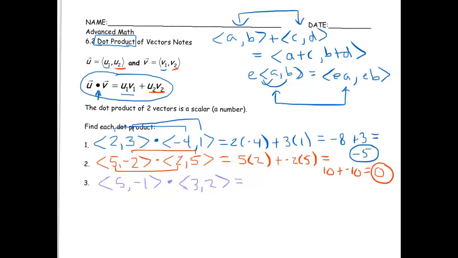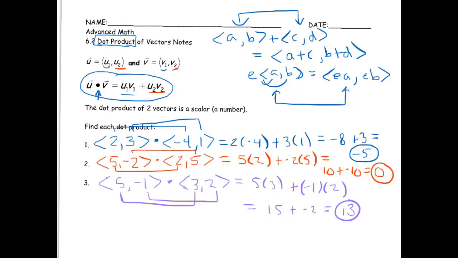Alright, welcome back. You should have gotten 5 times 3 plus -1 times 2, or 15 plus -2, or in other words 13. Okay, so there's how you calculate the dot product. Very simple. But what does it mean? Well, that's what we're going to look at.